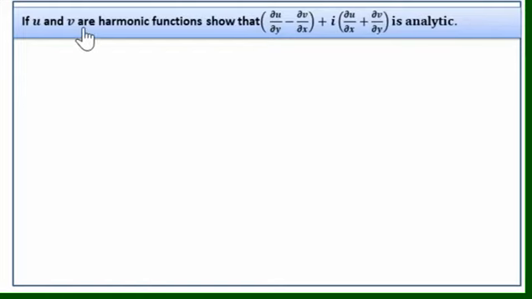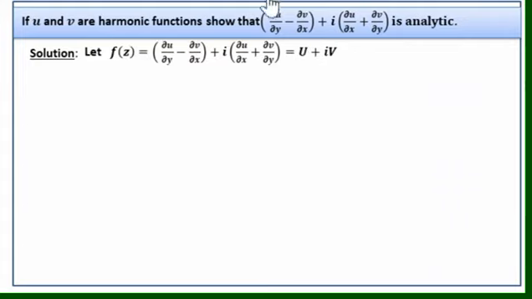Next problem: if u and v are harmonic functions, show that ∂u/∂y - ∂v/∂x + i(∂u/∂x + ∂v/∂y) is analytic. So here, given a complex function, we call it f(z), and we take the real part of the function as capital U and the imaginary part of the function as capital V. So we have f(z) = U + iV, where U is uy - vx and V is ux + vy.